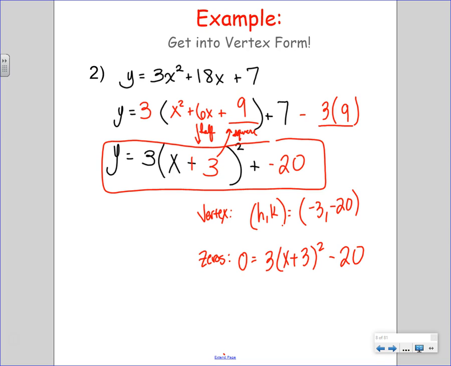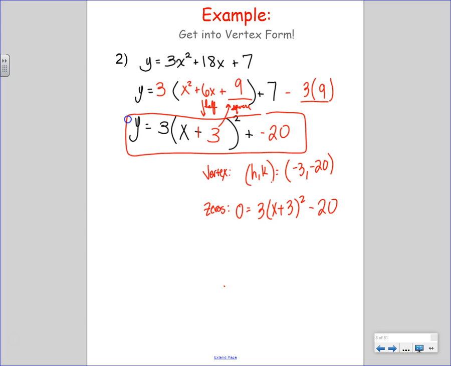Solve. The first thing I would do is add 20. It's already factored, not like the way we're used to factoring, but it's already in its form. Add the 20. What happens when we add the 20? We have 3 times x plus 3 squared. What do I do now? Careful. PEMDAS backwards. Undo the addition and subtraction, undo the multiplication and division, and undo the exponents. Divide by 3.